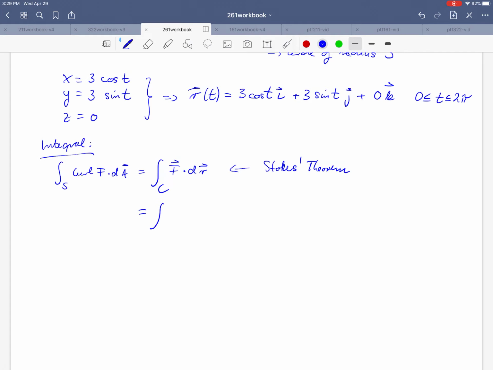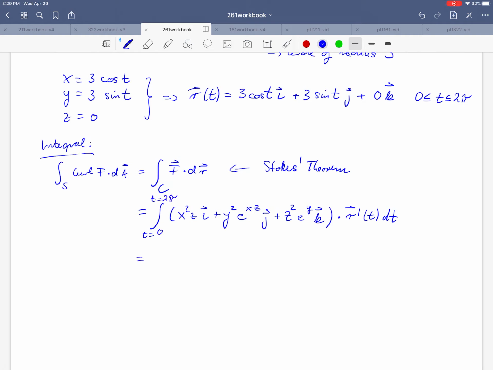We have our integral of our vector field. Our vector field is x squared z i, y squared e to the x z j plus z squared e to the y k. It's off the page, but hopefully you're following along. So that was just our vector field. And then we are dotting that with r prime of t dt. That's what our dr is. And the limits are our t limits, so from t equals 0 to t equals 2 pi.